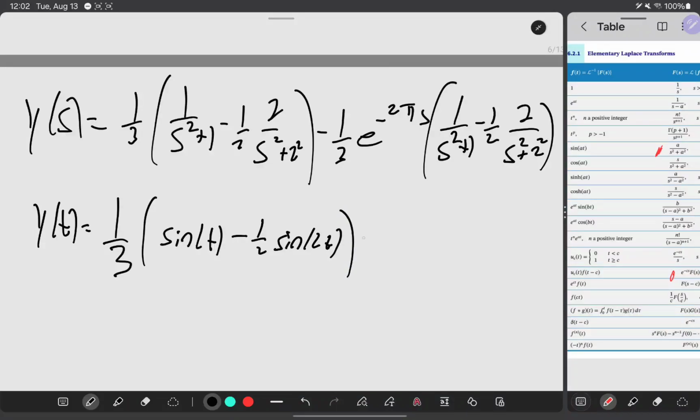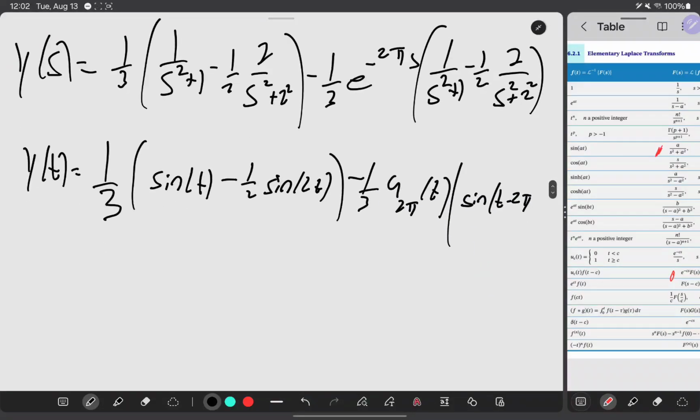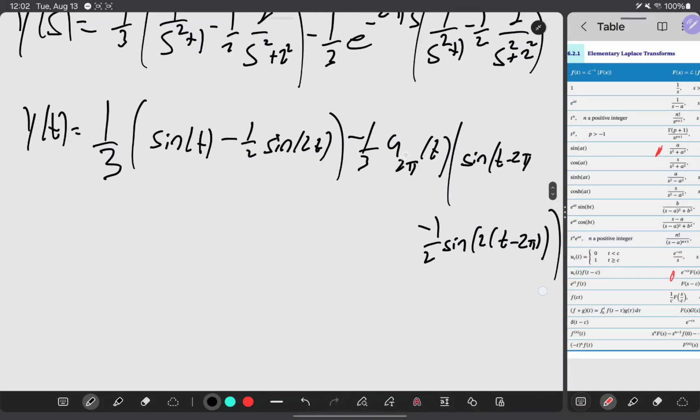So the other half's going to be the same thing, except we have this u of 2 pi, and then we have to follow by the f of t minus 2 pi thing. So we're going to have sine of t minus 2 pi, and I'm out of space, minus 1/2 sine of 2 times t minus 2 pi. Bam. That's a u, by the way.